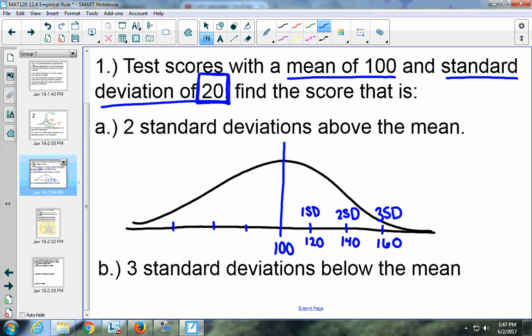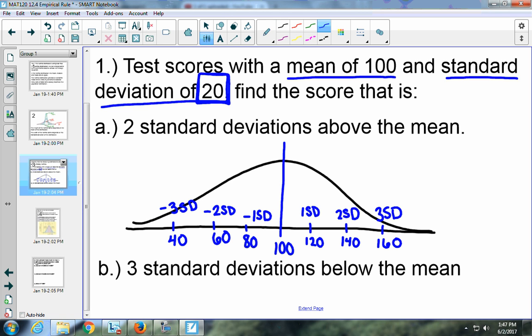If I want standard deviations below the mean, I still use that 20, but this time I subtract it. 100 minus 20 gives me 80, so I have -1 standard deviation. If I subtract 20 again to get my 2 standard deviations below the mean, I'll get 60. And if I subtract 20 one more time for my 3 standard deviations below the mean, I'll end up with 40.